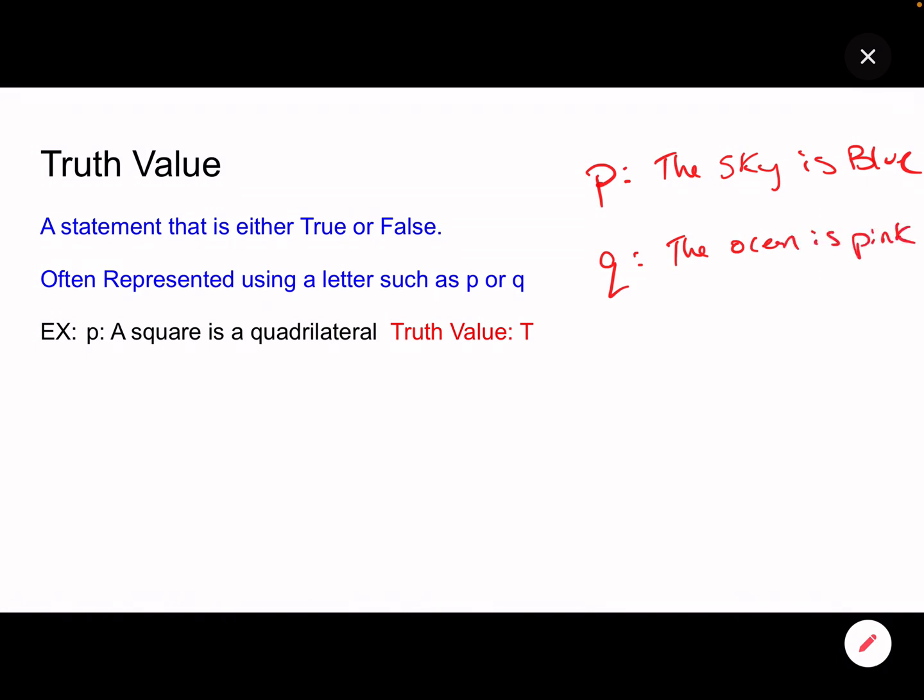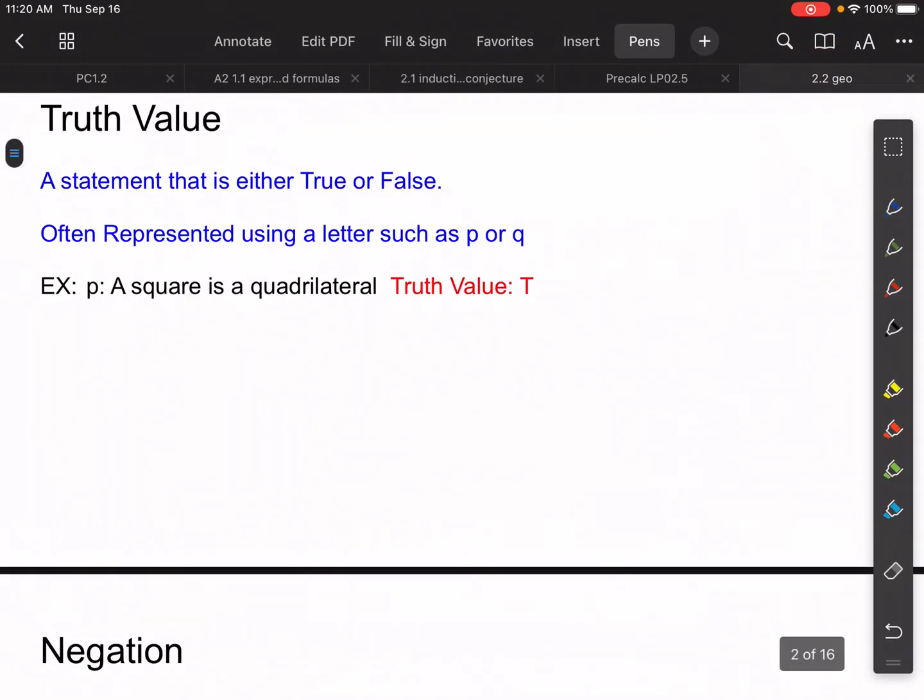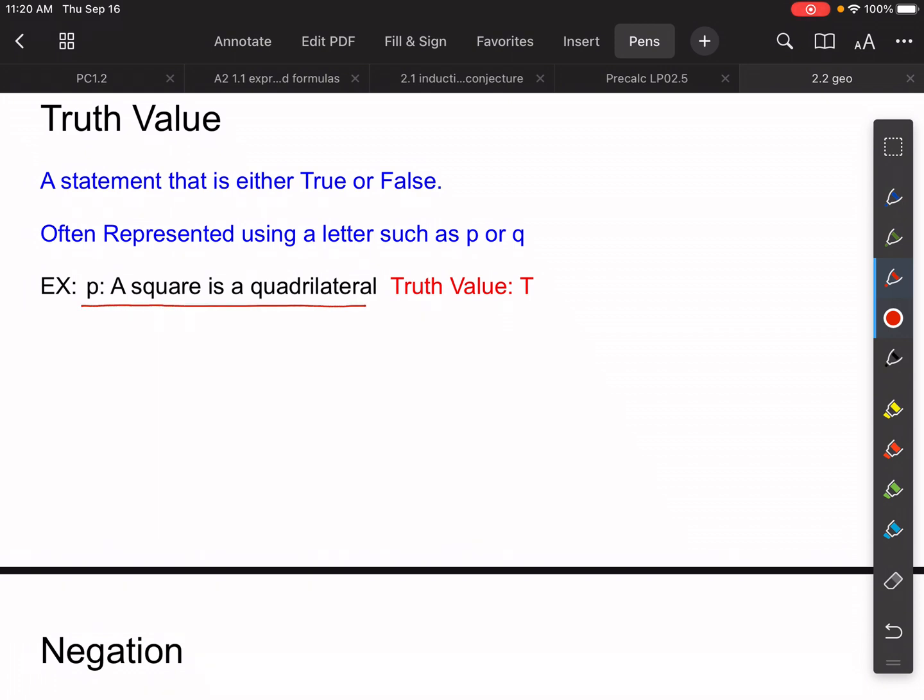So here the P statement would be true, right? The sky is blue, that is true, but the Q statement, the ocean is pink, that would be false. So P and Q is just a way that we identify a statement. Here we have another example. The P statement is a square is a quadrilateral. So the truth value to that is T. It is true. A square is a quadrilateral.